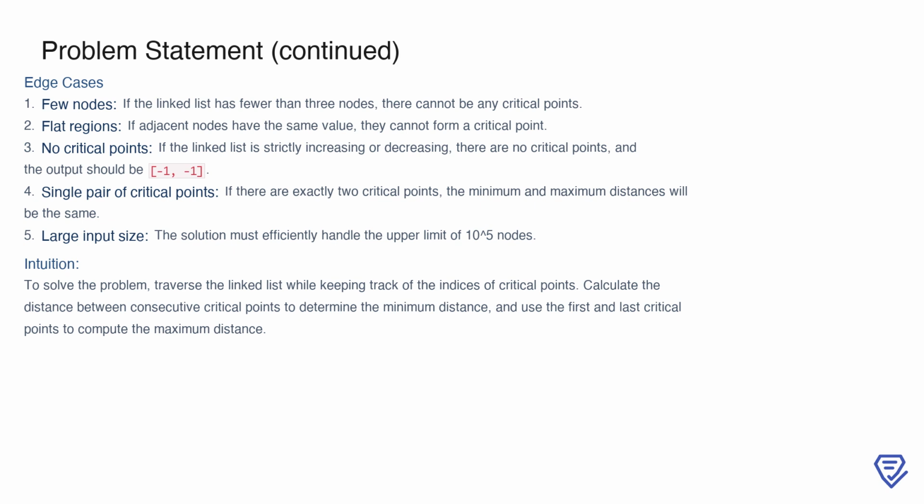Second, in cases where adjacent nodes have the same value, they cannot form a critical point because the values are not strictly greater or lesser. Third, if the entire linked list is strictly increasing or decreasing, there will be no critical points, and the output should be -1, -1. Fourth, if there are exactly two critical points, the minimum and maximum distances will be the same, as there's only one possible distance to calculate.